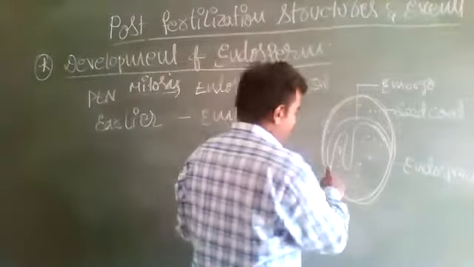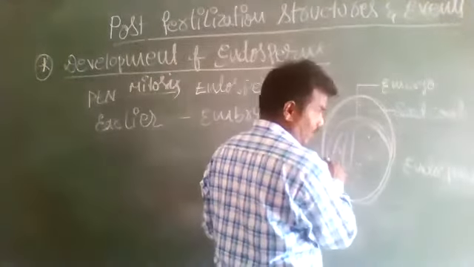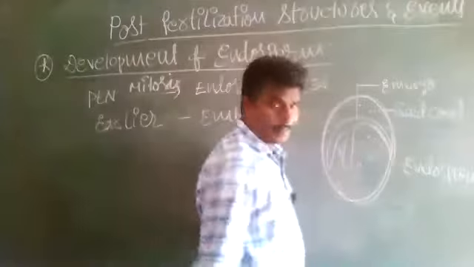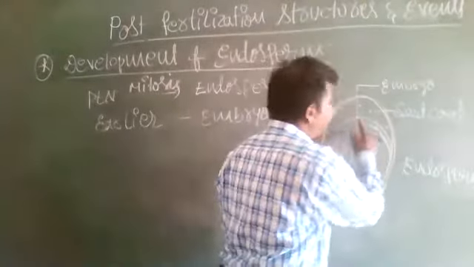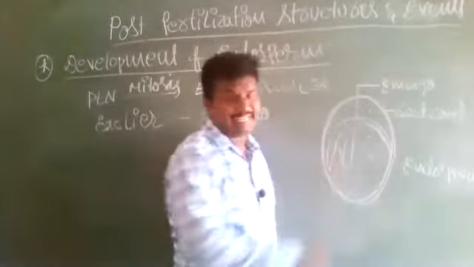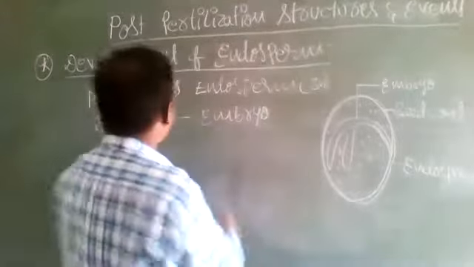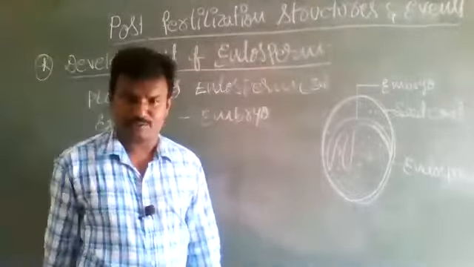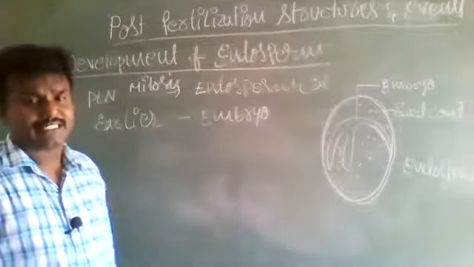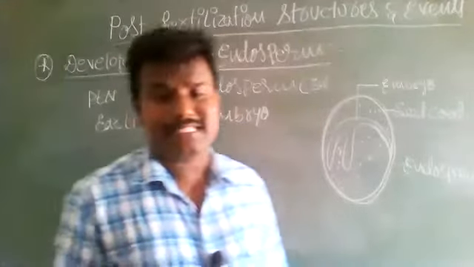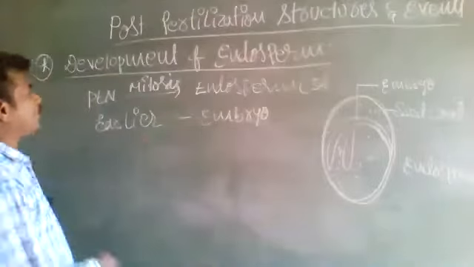See, so before the formation of embryo, the endosperm is formed because this endosperm provides nutrients to the developing embryo. This is called development of endosperm. Generally in flowering plants, the endosperm development is of 3 types. 3 types of endosperm are formed.